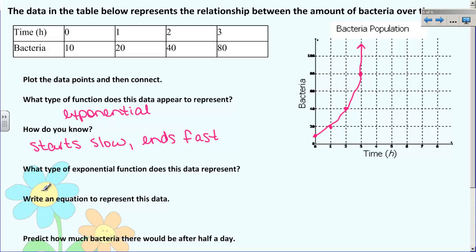Where it says what type of exponential function does it represent, they're asking is it increasing or decreasing? Well, look at your picture. This one is increasing. So it is an increasing exponential function because the numbers are going up.